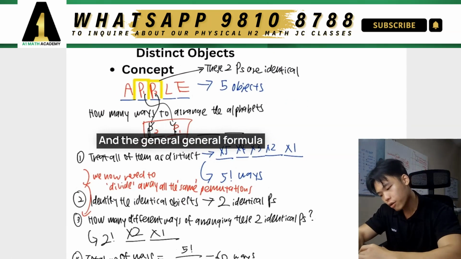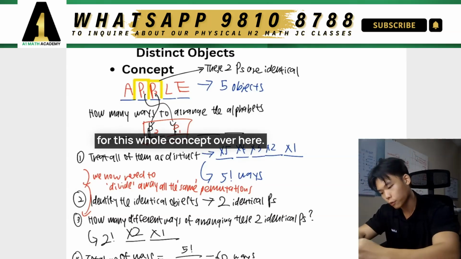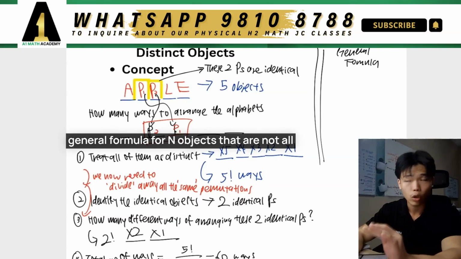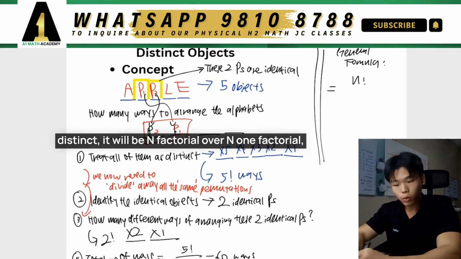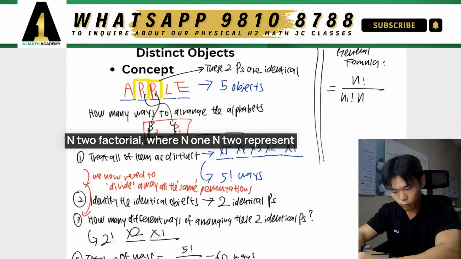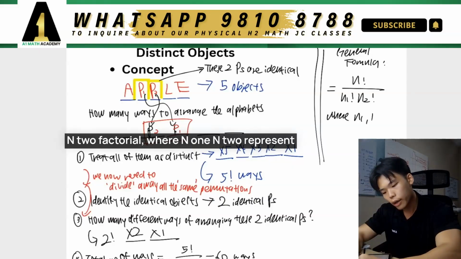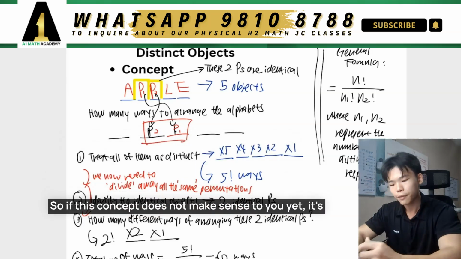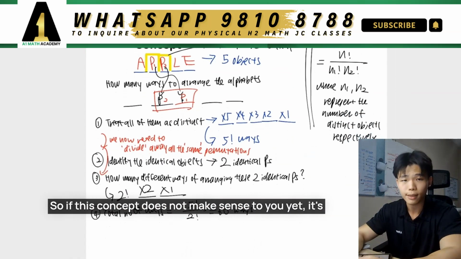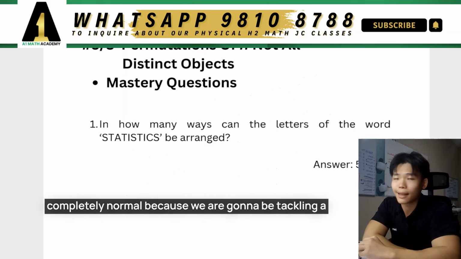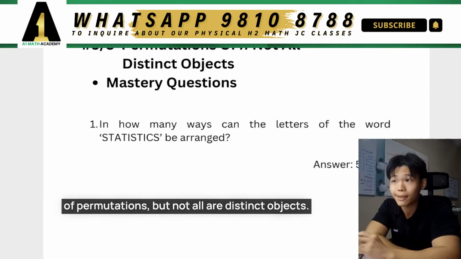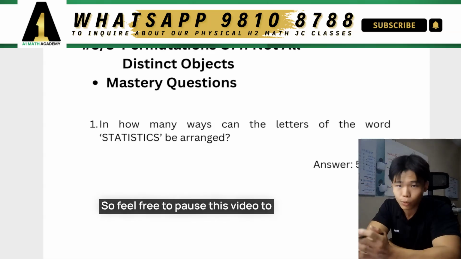Okay, and the general formula for this whole concept, I'm just going to write it over here. The general formula for n objects that are not all distinct is n factorial over n1 factorial, n2 factorial, where n1, n2 represent the number of identical objects respectively. If this concept does not make sense to you yet, it's completely normal, because we're going to be tackling a very standard question that tests you on permutations where not all objects are distinct. So feel free to pause this video to try out this question.